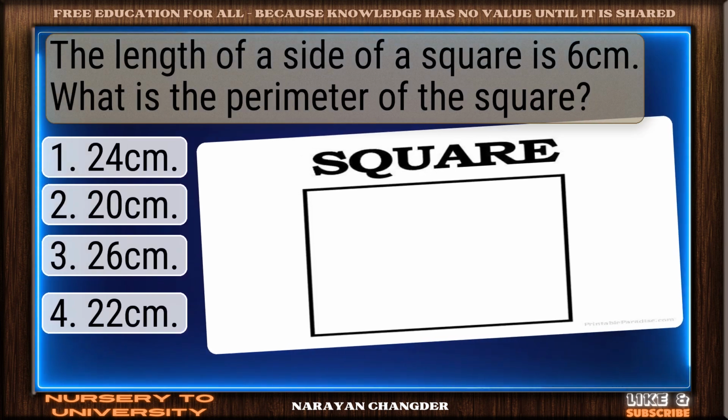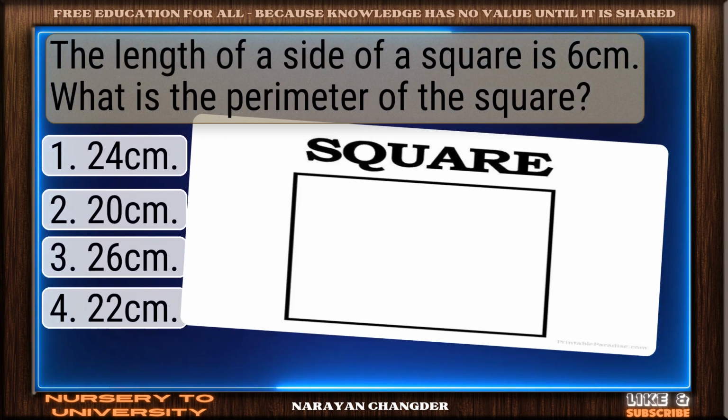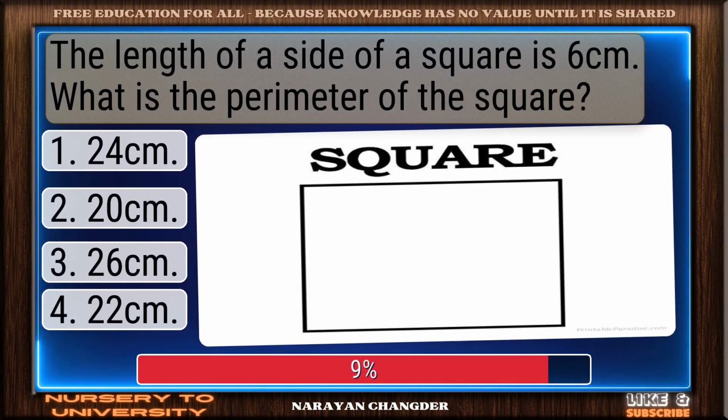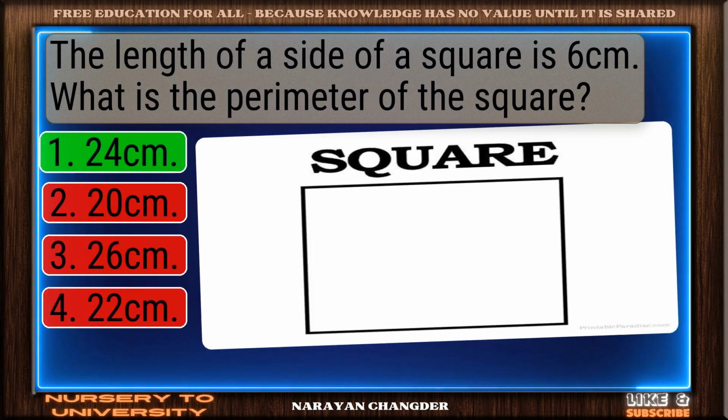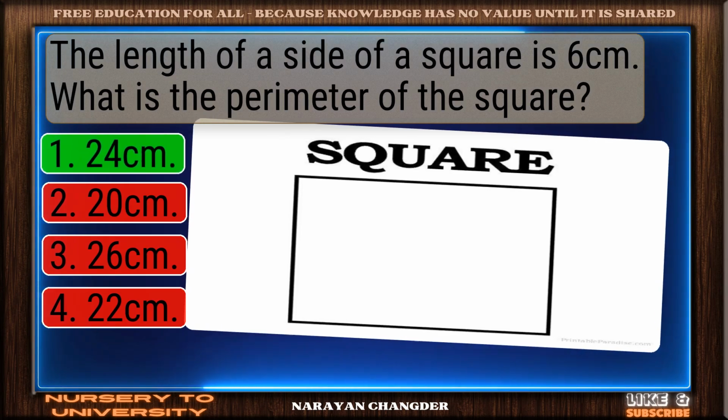The length of a side of a square is 6 cm. What is the perimeter of the square? You're right. 24 cm is the correct answer.